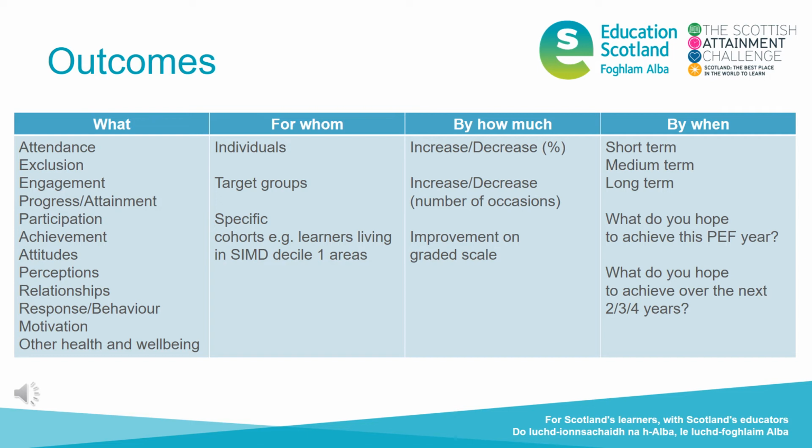In terms of by how much, it might be quantified using a percentage increase or decrease, or an increase or decrease in the number of occasions when something happens or doesn't happen. It might involve improvement on a graded scale. By when might be this PEF year or school year, it might be over a term or two, or it could be staggered with different timescales for different elements. An overarching long-term outcome to be achieved over 2 years or 3 years, broken into medium-term outcomes for each of those years.